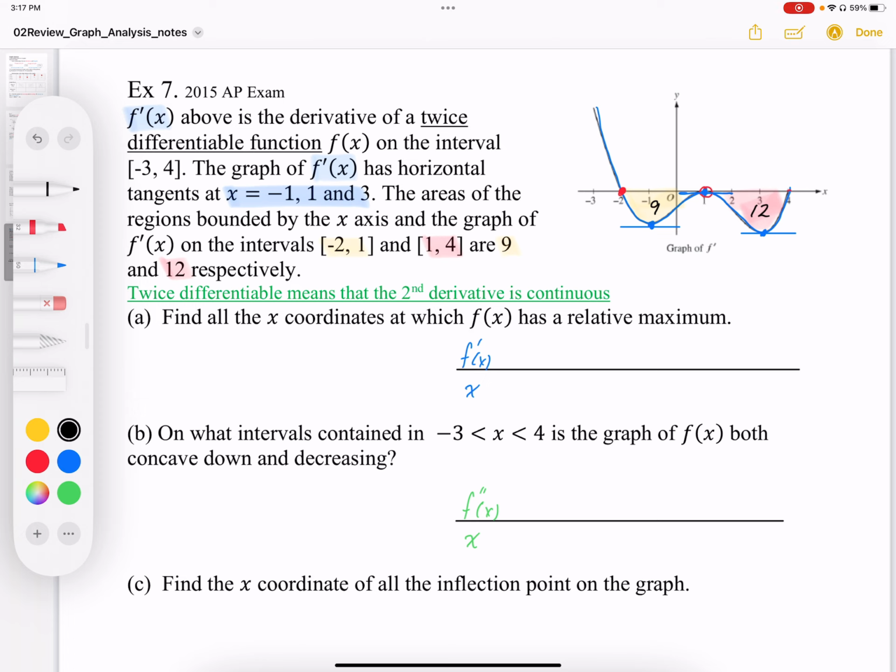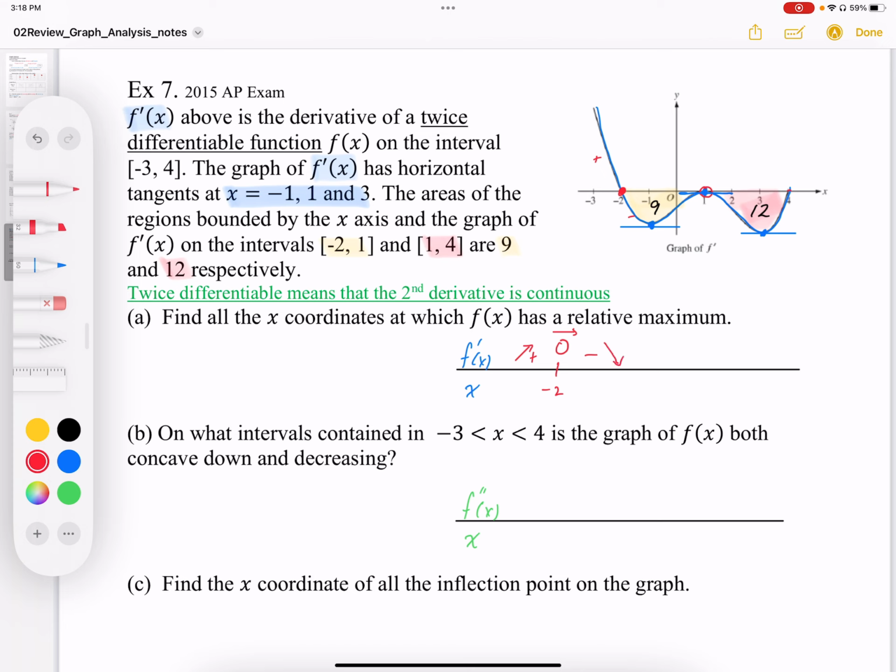Part A says, find all the x-coordinates at which f of x has a relative maximum. We're going to test our critical points, and our critical points are going to be where the graph of the derivative is equal to 0, or the slope is 0. So at -2, we have f prime equal to 0. On the left, it's positive. On the right, it's negative. So we know it's sloping up, 0 slope, and sloping down.